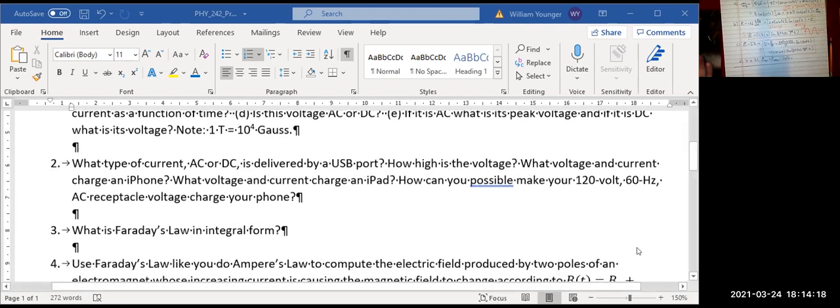Here's number 2. It says, what type of current, AC or DC, is delivered by a USB port? How high is the voltage? What voltage and current charge an iPhone? What voltage and current charge an iPad? How can you possibly make your 120 volt, 60 hertz AC receptacle voltage charge your iPhone? So those are some pretty big questions, but they're mostly conceptual. So I wanted to give you an idea of how that actually works.